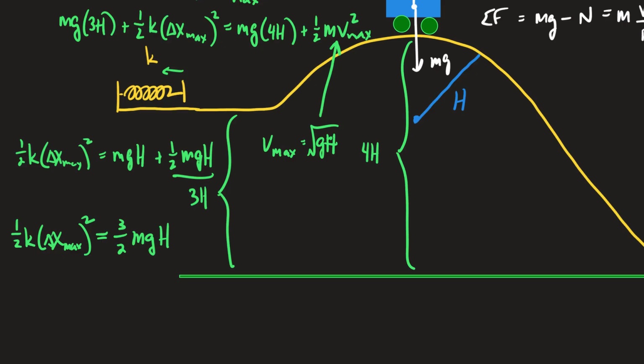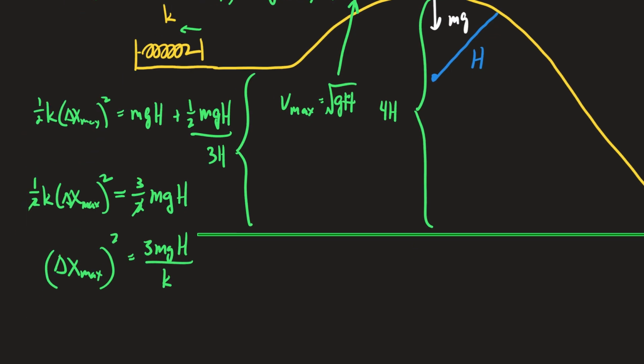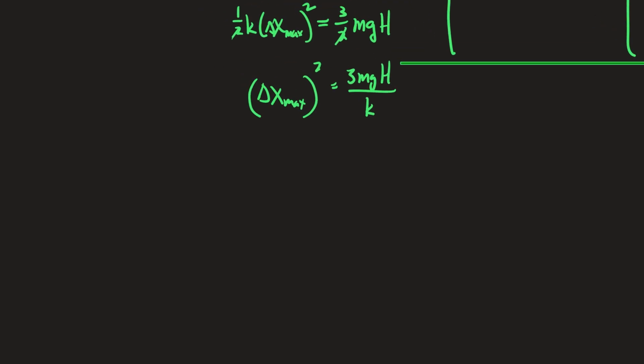I can get rid of the 2's. I multiply both sides by 2 and that gets rid of it, and divide by k. So delta x max squared equals 3 mgh over k. I just take the square root now, but that's my answer. A lot of writing going on.